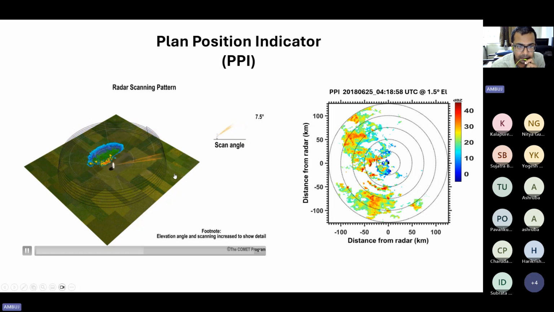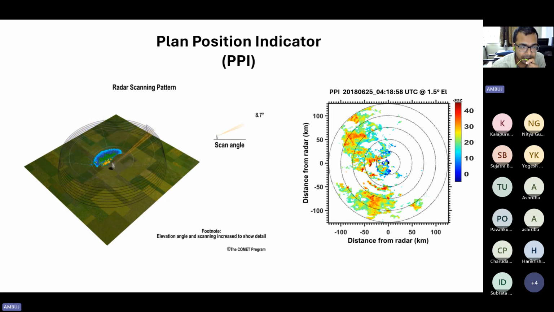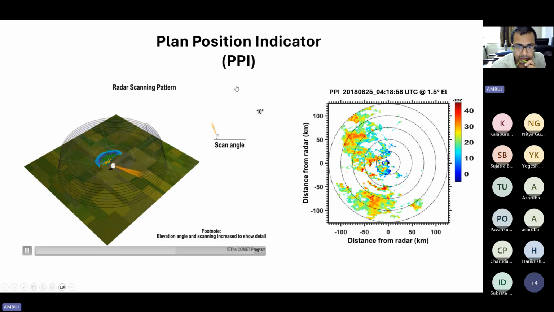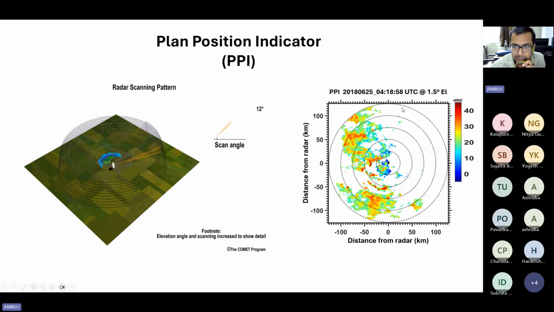And in case of the X-band radar used in this study, the volume scan comprises 18 PPI scans from 0.5 degree to 90 degree elevation. And we see a sample PPI plot taken by the X-band radar of Mandardev at this date and time at 1.5 degree elevation, shown here to illustrate this.